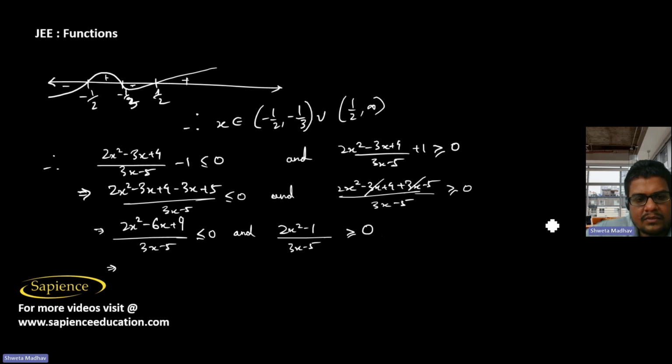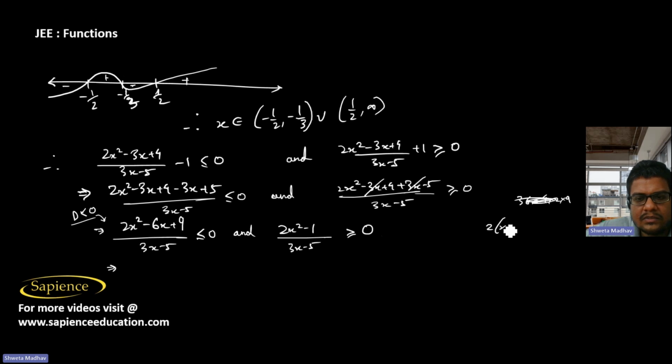So from here we will get 2x square minus 6x plus 9. So 2 nines are 18. So the discriminant will be b square, 36, minus 4ac. The value of this discriminant is less than 0, so it has no real roots. It means this value will be greater than 0 only.